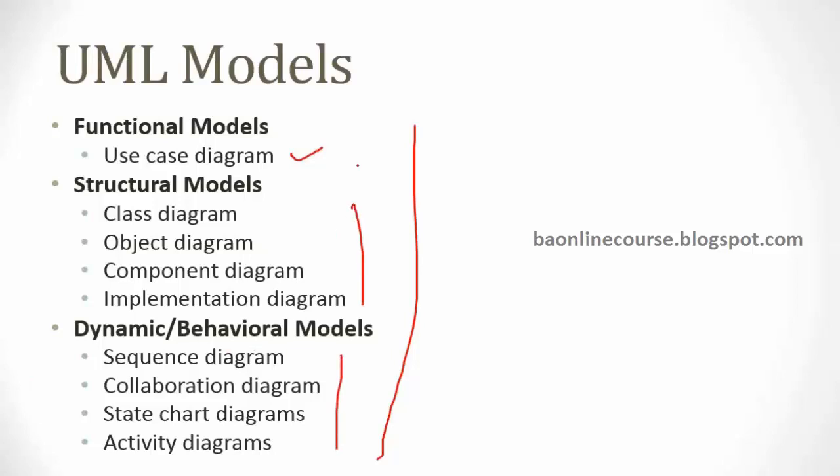So these various diagrams give different perspectives about the system, right? You'll first define the functionality using the use case diagrams. Then you'll define the class and object diagrams, which will basically define what the various objects in your system are.